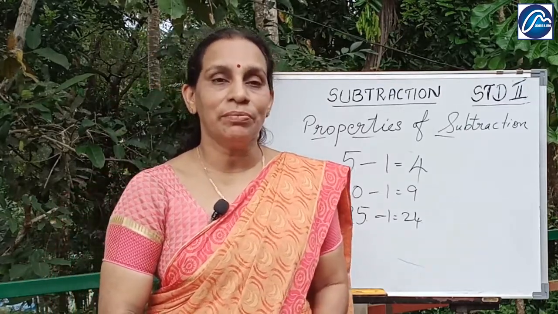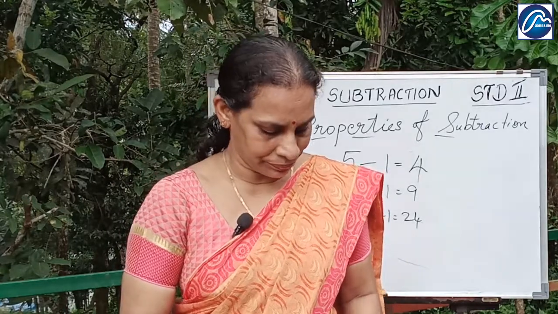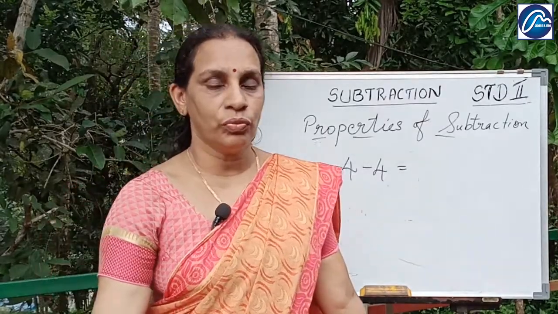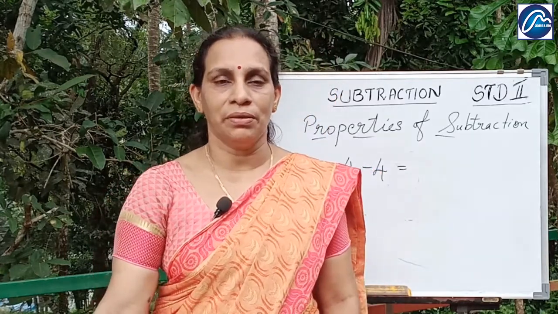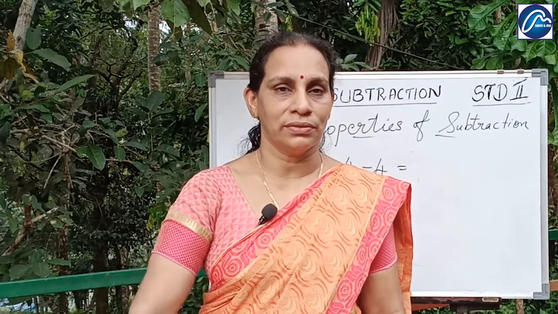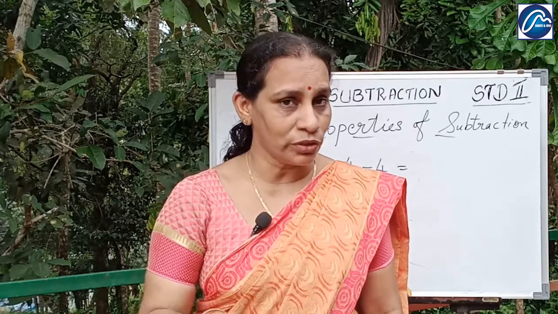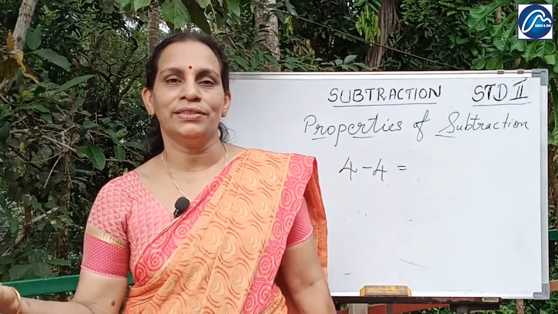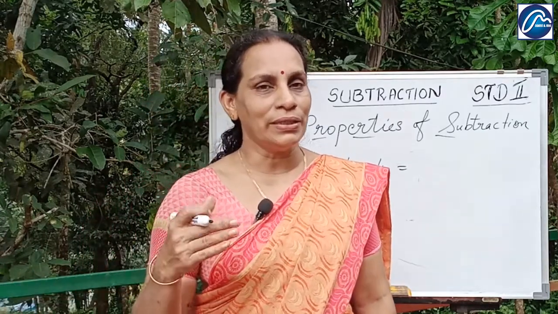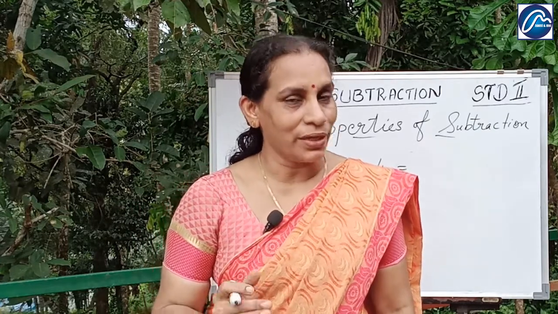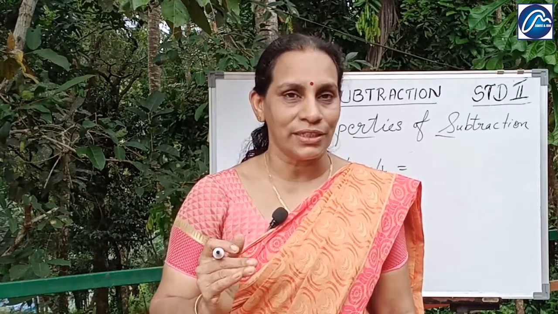Then what will be the result when you subtract the same number? When you subtract the same number, what will be the result? You have 4 balls. But when there is a game, you have given them to others. So 4 balls you have given. What is the number of balls with you now? It is 0. Why is it 0? Because 4 minus 4 is 0. That means when you subtract a number from the same number, you will get the answer 0.